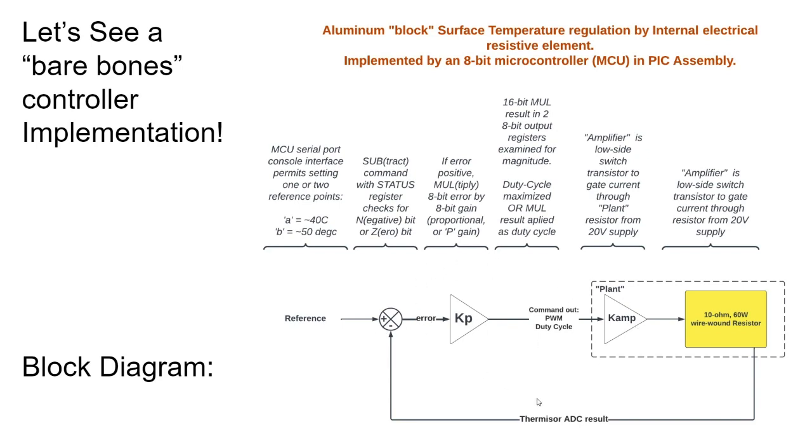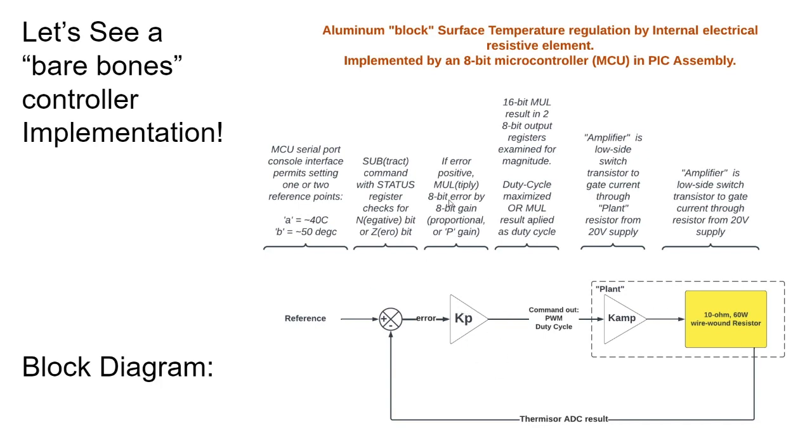Otherwise, if this error is positive, that means that the thermistor reading is below our reference. And again, that reading is representative of temperature, so it's below our reference temperature. We're going to apply a proportional gain. We do that with an assembly level multiply command, the 8-bit error by the 8-bit gain. Now this gain is hard-coded, and we won't go into specific controller design here. This is just to show the overall performance of the loop and the main components. We can get into the design of it later. We'd have a little more work to do.